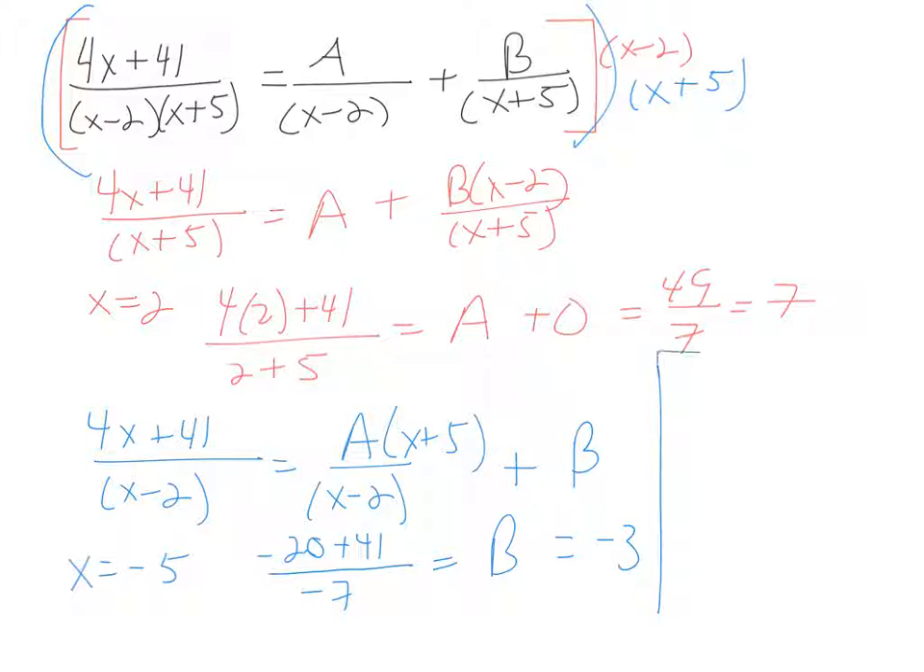So then I can go ahead and make a little space up here. And the answer that I then want is going to be my a term, which is 7 over x minus 2 minus 3. I put the minus, I don't need to put plus the negative, so I just put minus 3 over x plus 5.